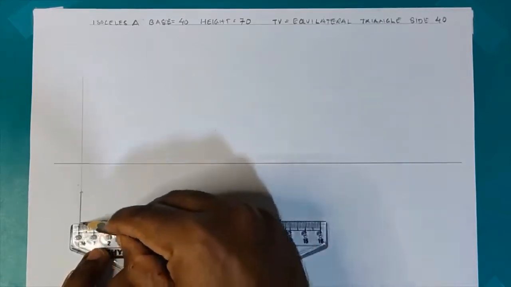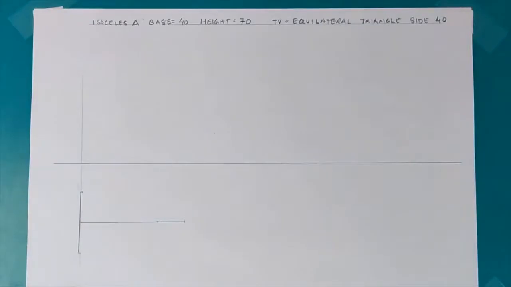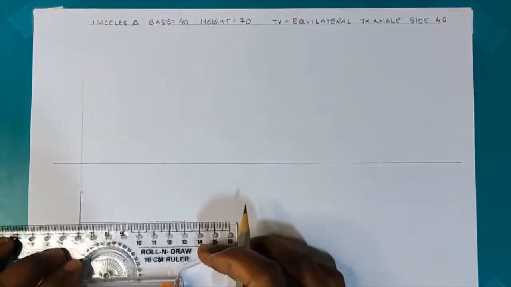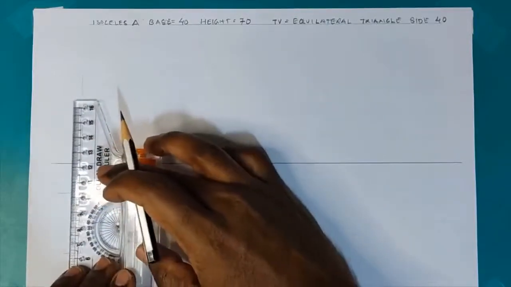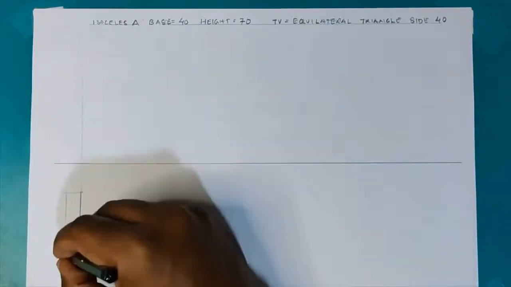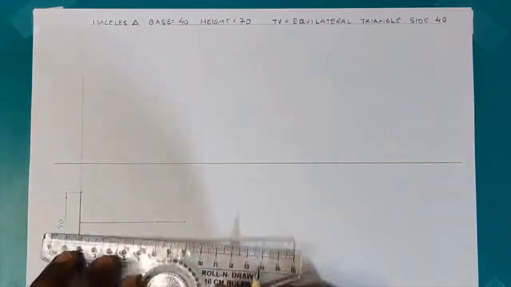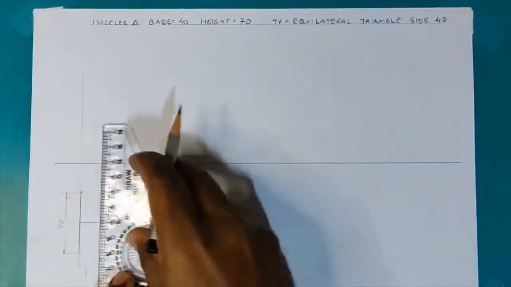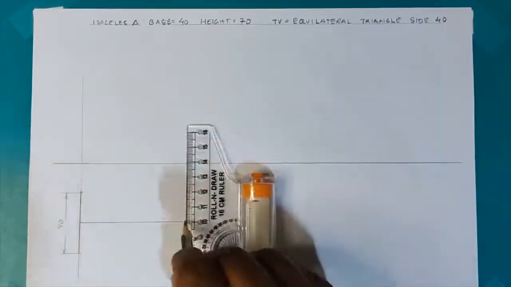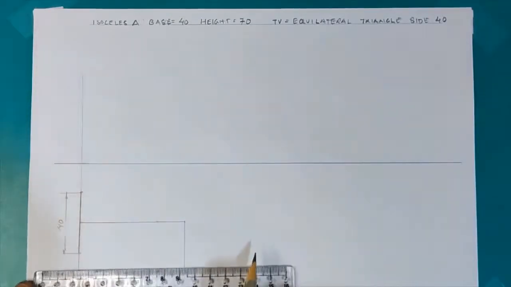On this I take a distance of 70, that is the altitude. Now I join the endpoints of the 40 mm line. So this distance is 40 mm, and the other line which I had drawn, the altitude, is 70 mm, which is given in the problem.